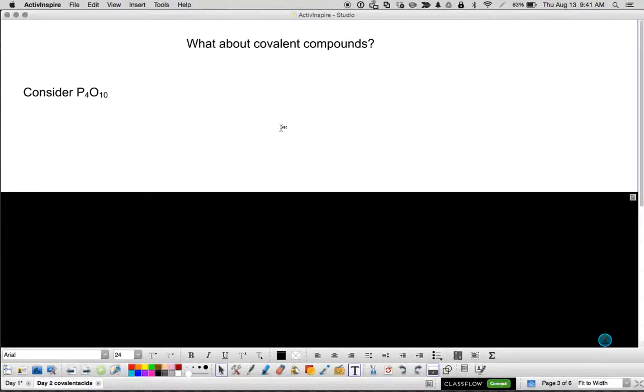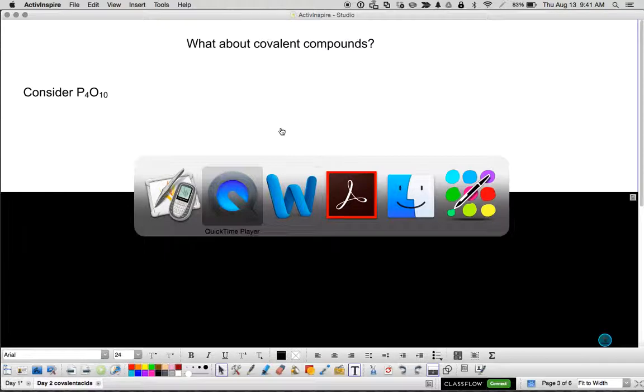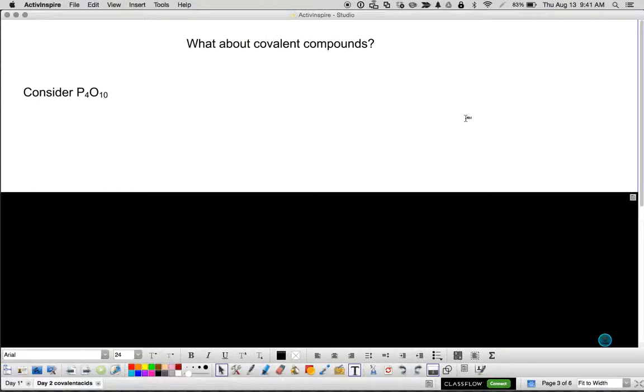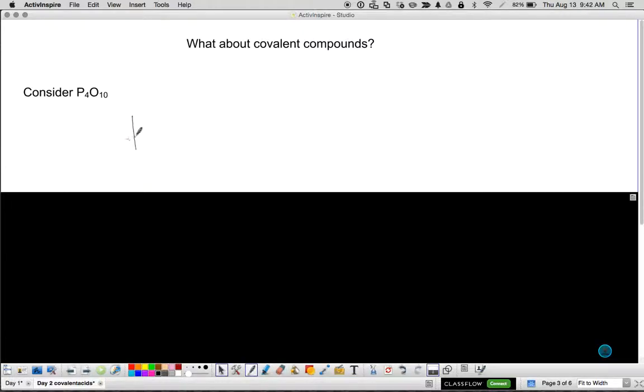So last time we talked about naming ionic compounds. What about naming covalent compounds? Like this compound here. This is covalent, which you can tell because it is between two nonmetals. Ionic compounds are going to be between a metal and a nonmetal, or a metal and a polyatomic ion, or two polyatomic ions. So this compound has the name tetraphosphorus decoxide.